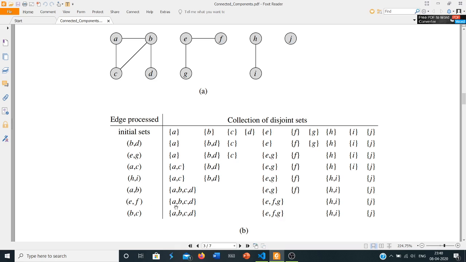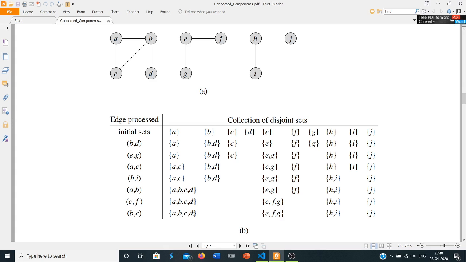Then we have E, F, so we merge the set containing E with the set containing F in order to obtain EF and G. Finally, we have B and C, but since B and C already belong to the same set, there is no need for me to merge any of them. At the end of the day, how many sets are we left with? We are left with a total of 4 sets.